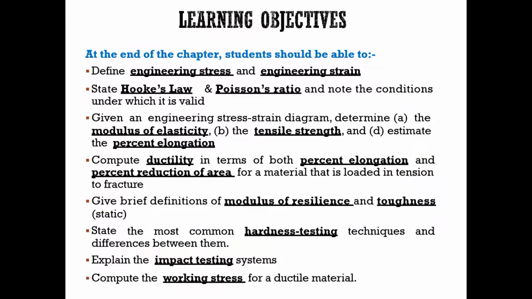Let us look at the learning objectives for this chapter. We have about eight learning objectives. For this week, week 6, we will cover these 3 LOs. The first is to define engineering stress and engineering strain. Basically, engineering stress is denoted as sigma, and engineering strain is denoted as epsilon.